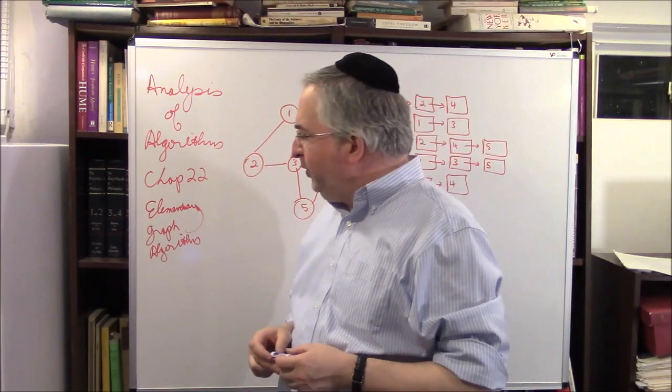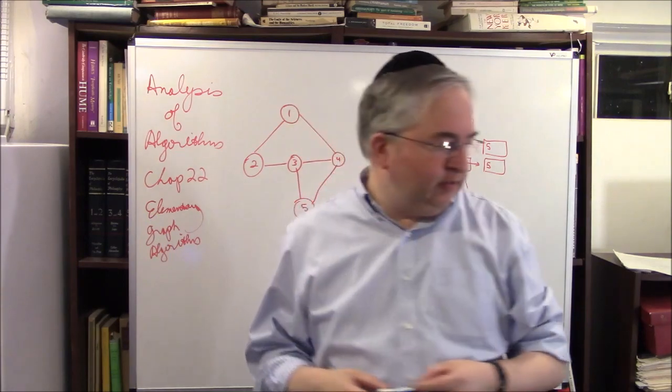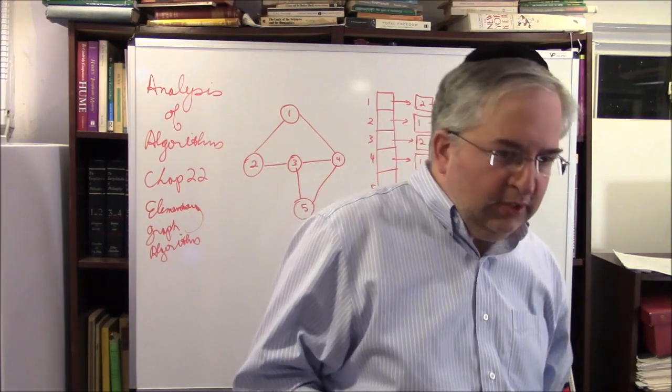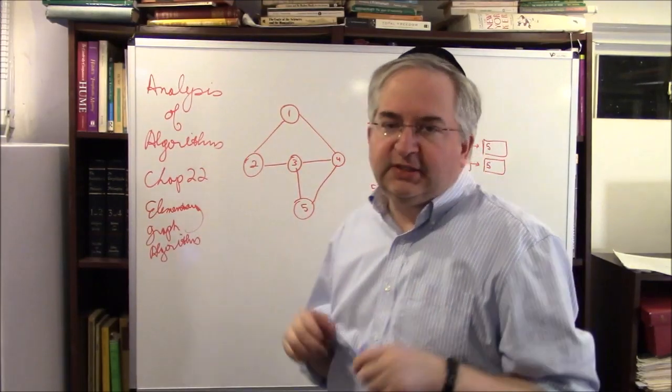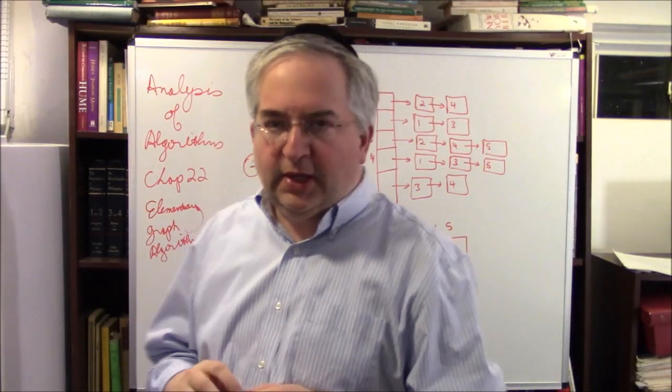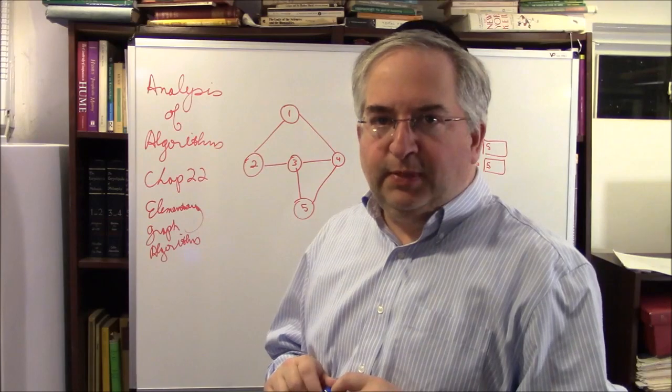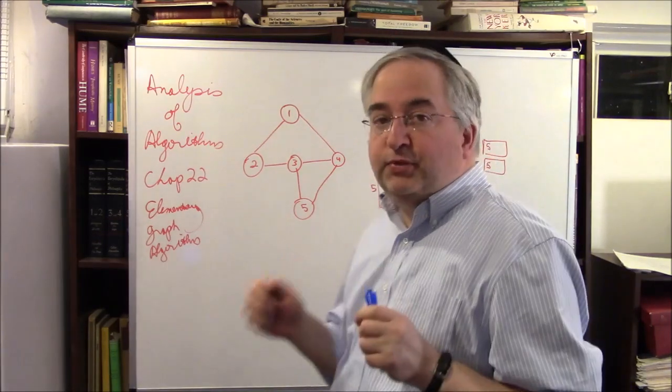We're up to chapter 22, elementary graph algorithms. And what this is all about is doing basic simple things with graphs. Okay, so let's talk a little bit about how you represent a graph.